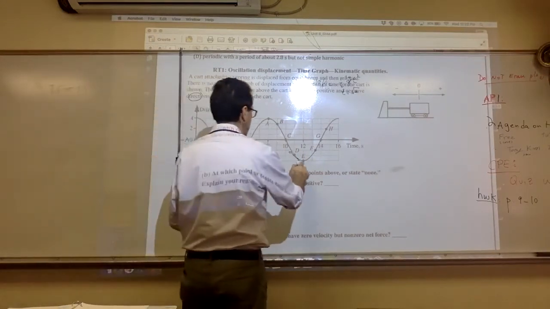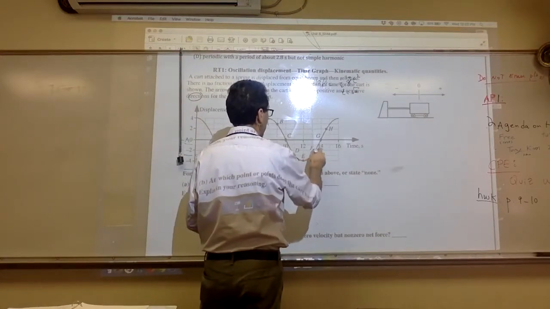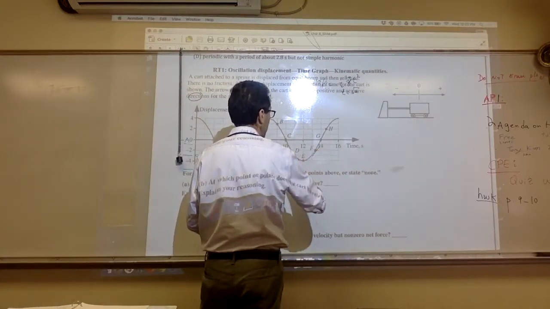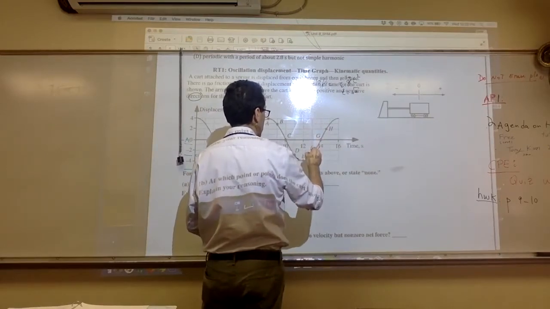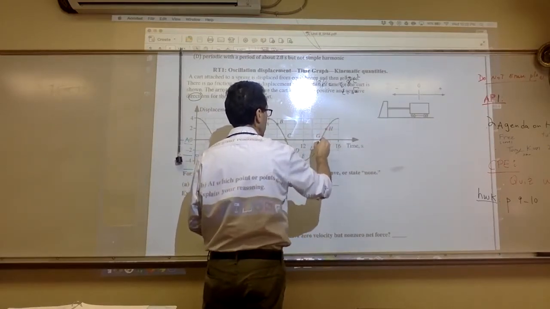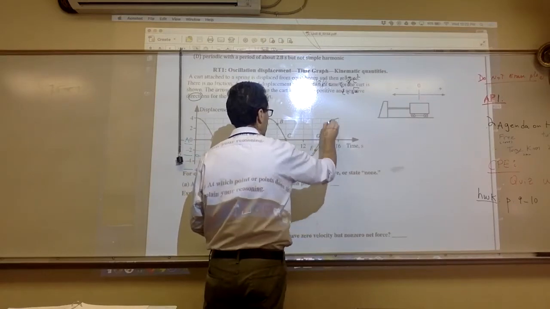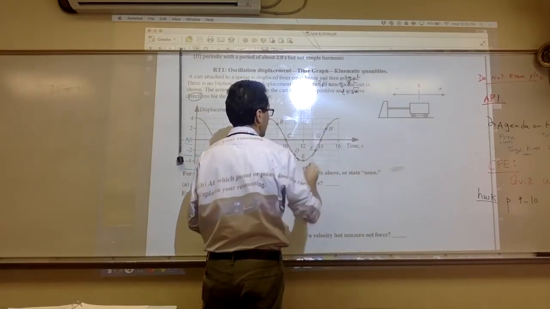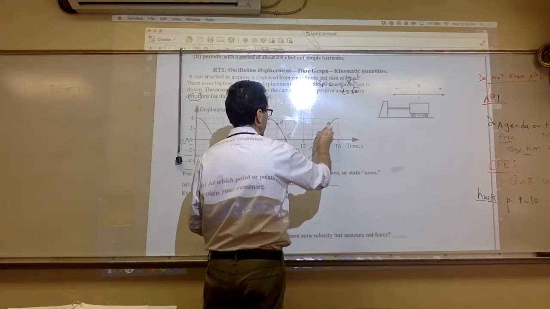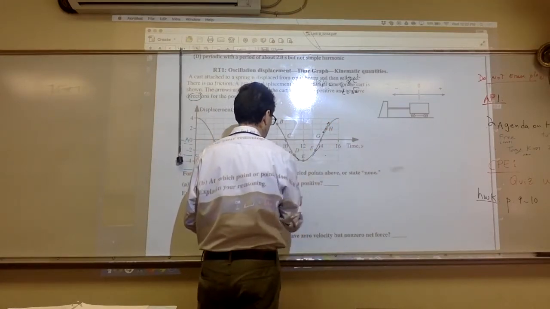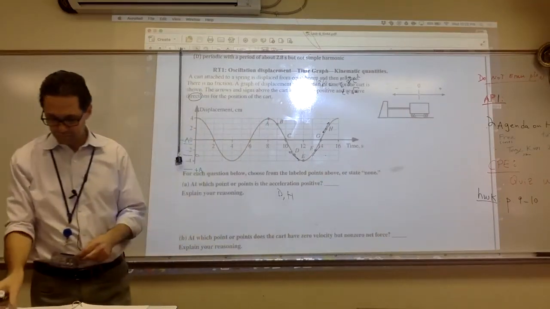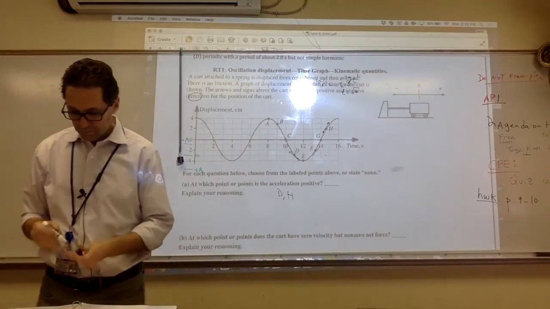While at E, the velocity is 0. At F, the velocity is positive, but so is the acceleration. The acceleration is going to be on the other side, so that's no good. And at G, the acceleration is 0. At H, the velocity is positive. That's the slope of that tangent there. And the acceleration is negative down there, so it's D and H.